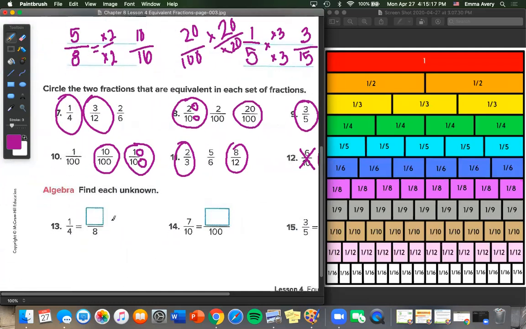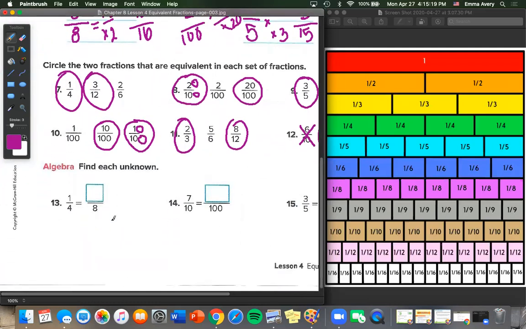Let's go on to number 13. It's asking us to find the unknown. So we have to find out, what did we do to the 4 to get to the 8? Well, we just multiplied it by 2. So 4 times 2 is 8. So 2 times 1 is 2, and we can check: 1/4 is equal to 2/8. Number 14 has that 0 trick again, so all we did was add a 0 to this side, so we add a 0 here, and it's going to be 70.